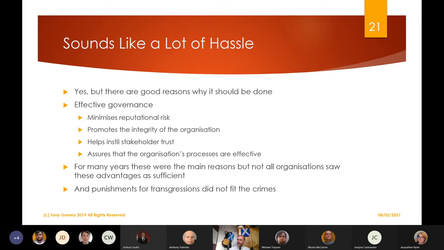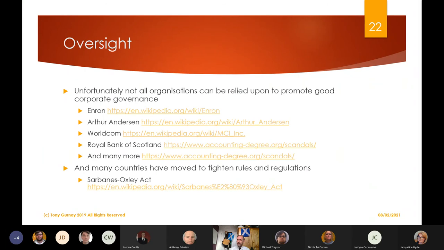So it is a good thing to do, and it is good for the organisation, but of course, not everyone sees it that way. We talked last week about an organisation who didn't put in proper governance structures. They allowed one person to be responsible for all the finance. Sadly, that's not an isolated case. I've put links there in the slides to a whole bunch of organisations who didn't follow these types of rule. So for example, you had Enron, who are an energy company.